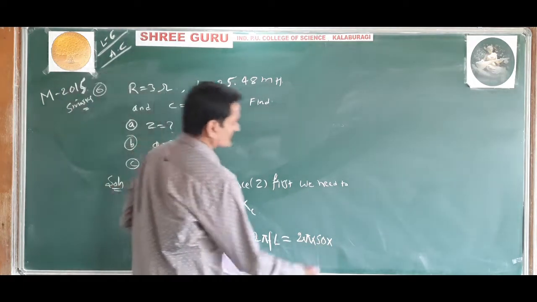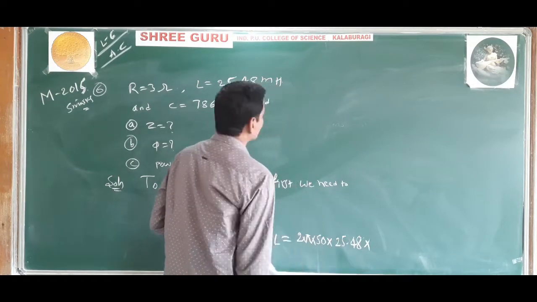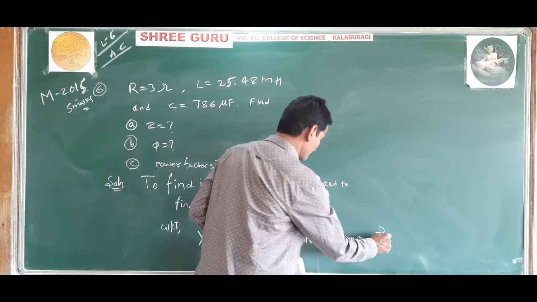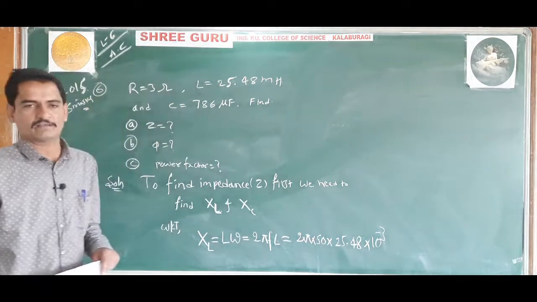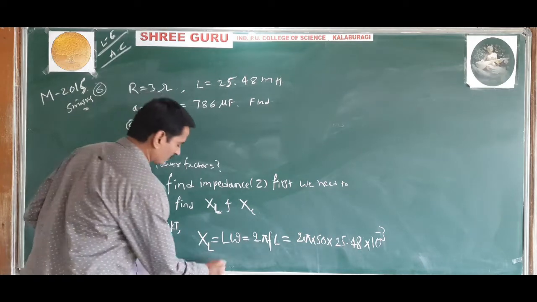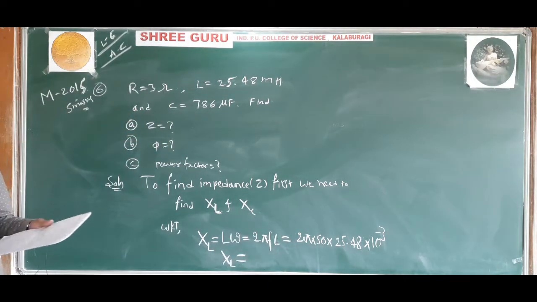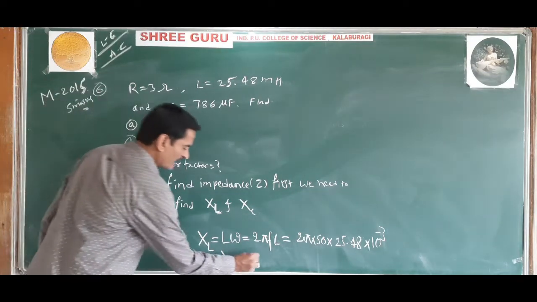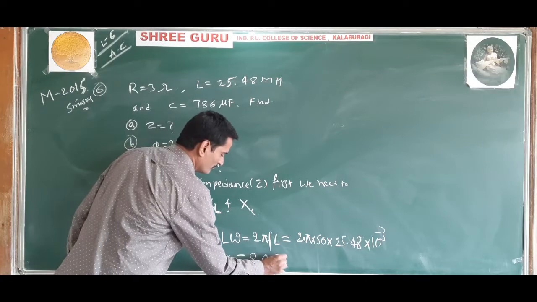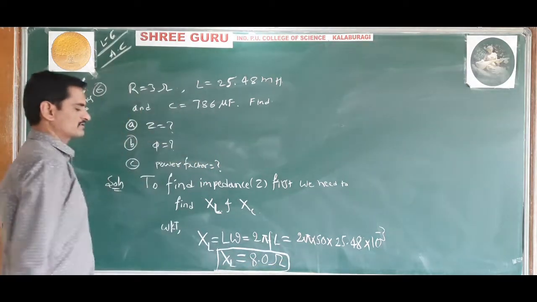L is given as 25.48 millihenry. So 25.48 into 10 to the power -3. Pi is 22 by 7 or 3.14. So substitute the values and get the answer. I'll write the answer here. Do the calculation. So you get XL as 8.0 ohm. On calculation you get XL as 8.0 ohm.